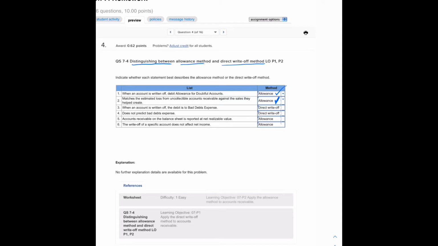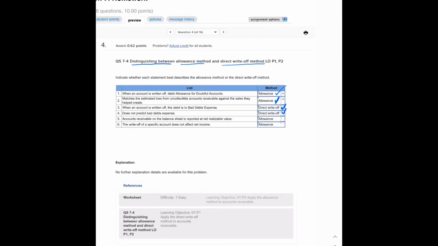Next, it tells us when an account is written off, the debit is to bad debt expense, and that is the direct write-off method, which is what we've been saying. Which method does not predict bad debt expense, and once again, that is also the direct write-off method, because we're not making a prediction. We just record this whenever the customer tells us they're going to be unable to pay us.